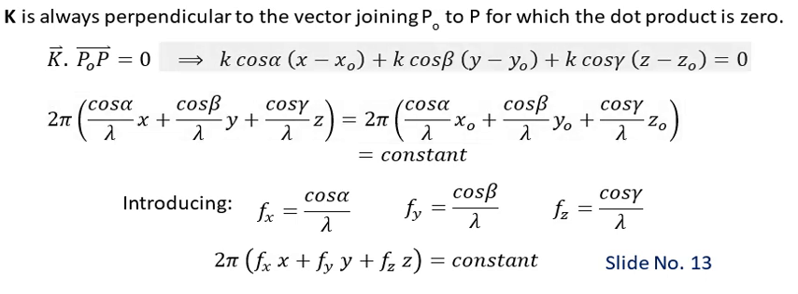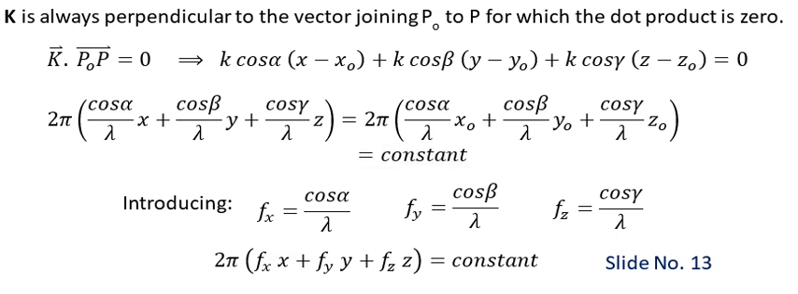Now substituting the value of k is equal to 2 pi over lambda and taking the x, y and z coefficients on the left hand side and x naught, y naught and z naught coefficients on the right hand side, we have the following expressions. Now you see that on the right hand side we have 2 pi constant, cos alpha over lambda constant, x naught constant, and similarly cos beta over lambda, y naught constant, cos gamma over lambda and z naught are constant. So the right hand side is a constant.